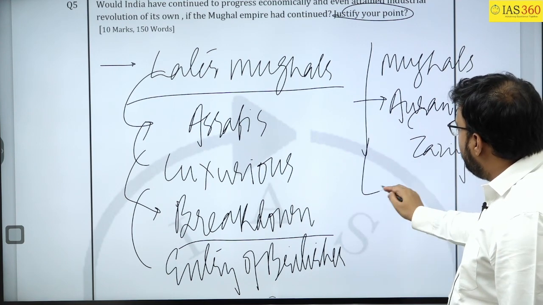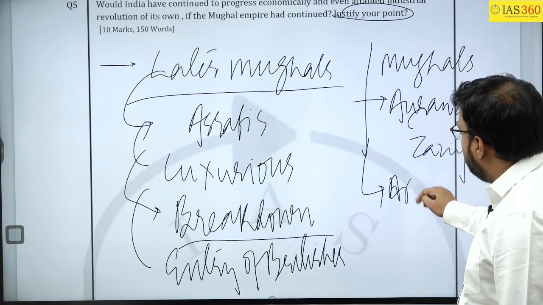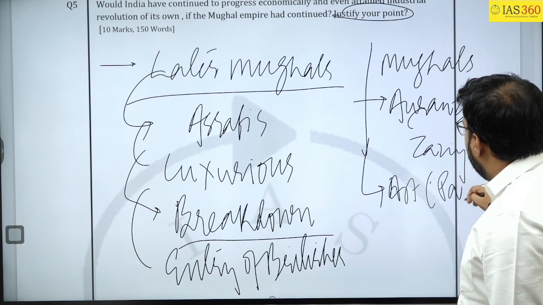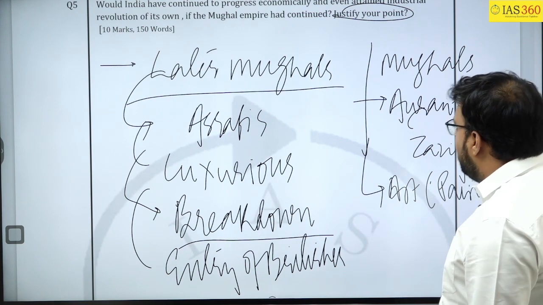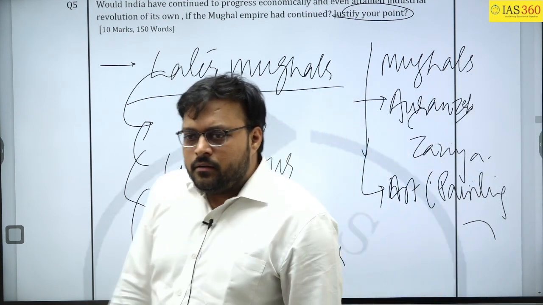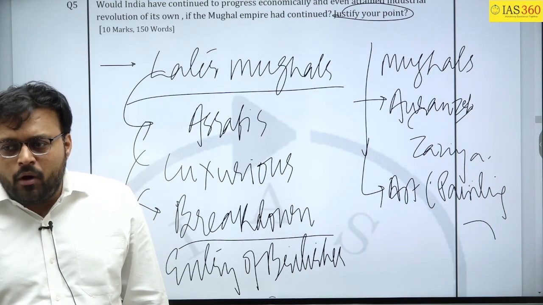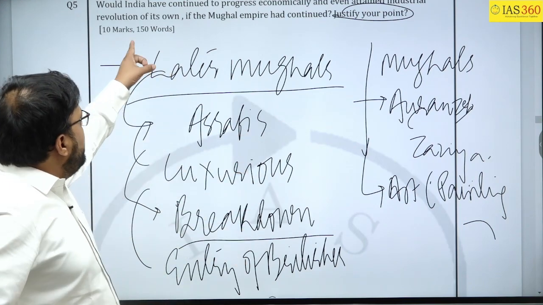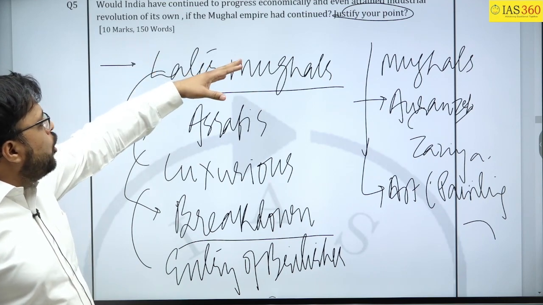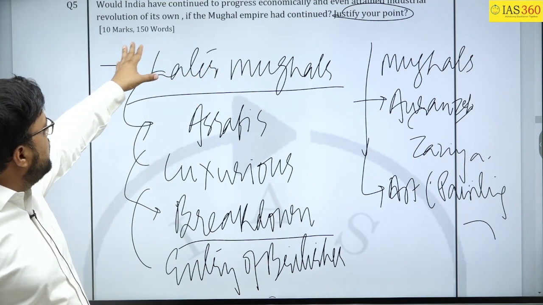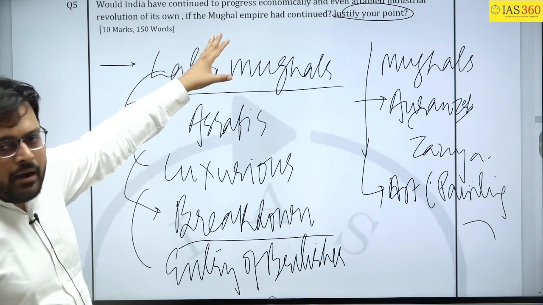Akbar, Jahangir were more interested in art, painting. The man who is making paintings, how will he think about industry? Okay, so my point is, would India have continued to progress economically and even attend industrial revolution of its own if the Mughal Empire had continued?